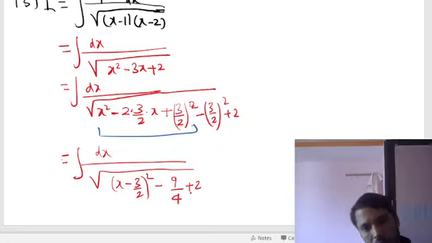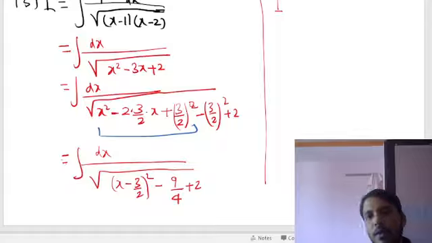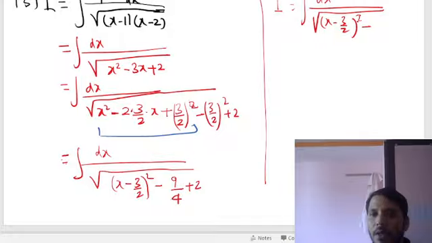9 by 4 plus 2. That means this can be further simplified as I equal to the integration of dx divided by the square root of (x minus 3 by 2) whole square as it is. And this part, if you simplify by taking the LCM, it will become 2 into 4, 8 minus 9, that means minus 1 by 4. So minus 1 by 4 can be written as (1 by 2) whole square, right?